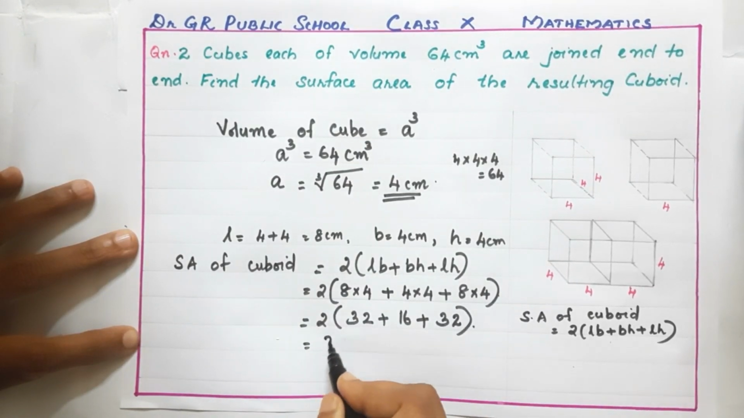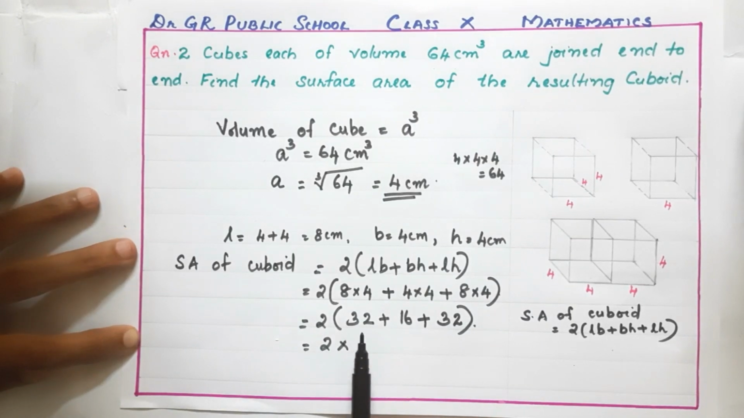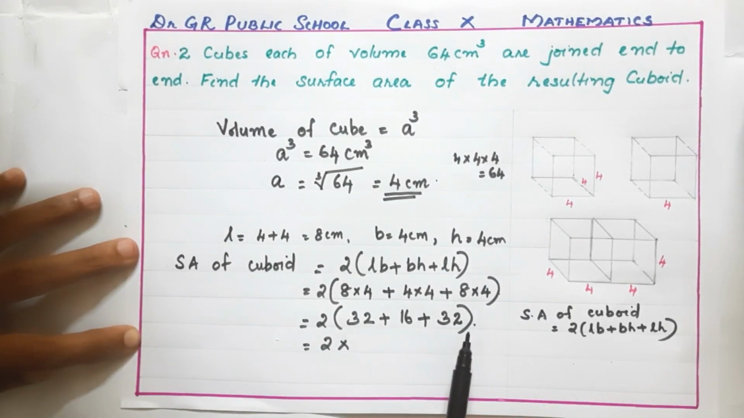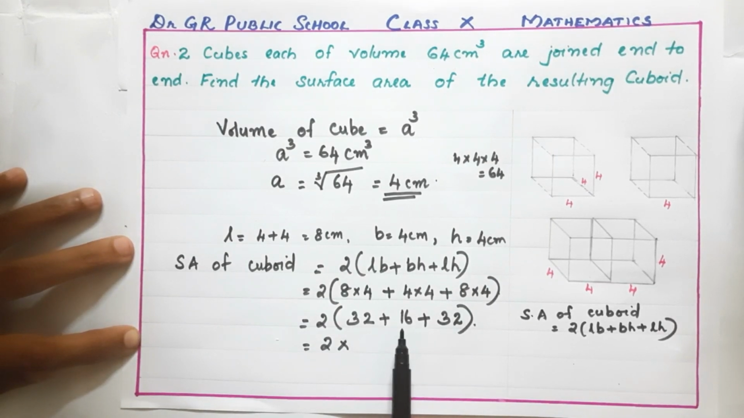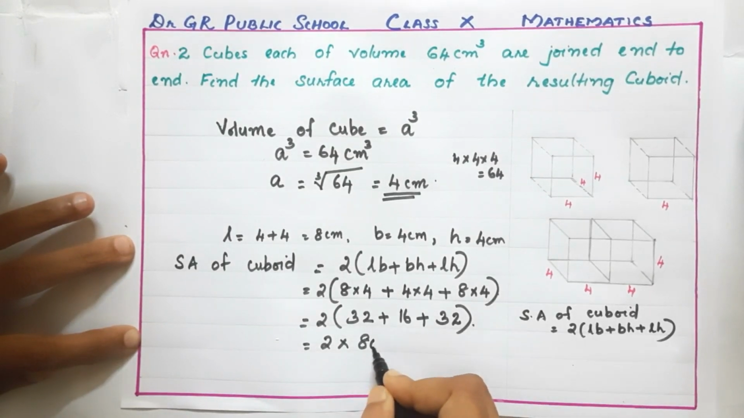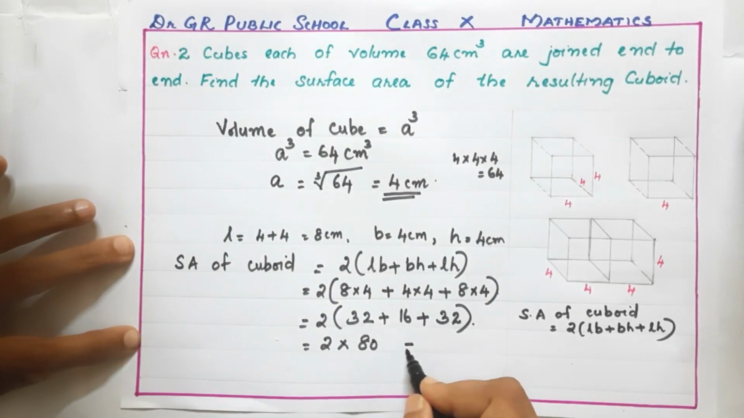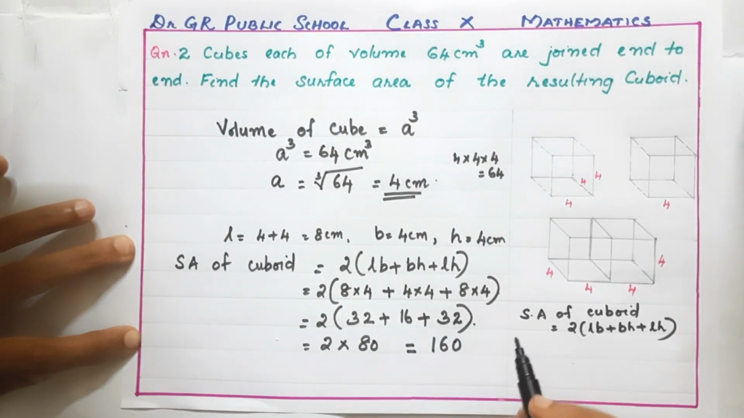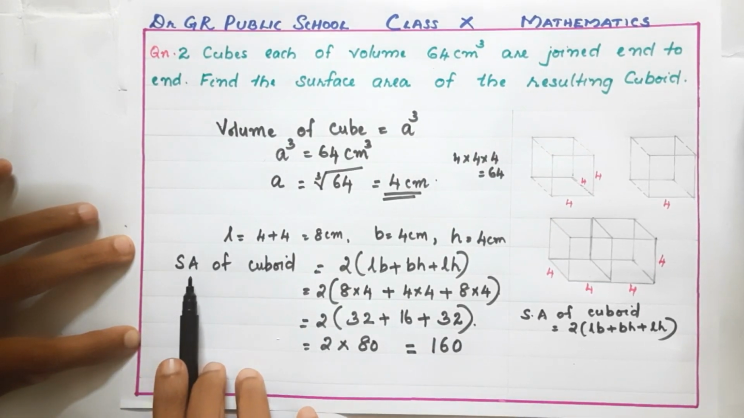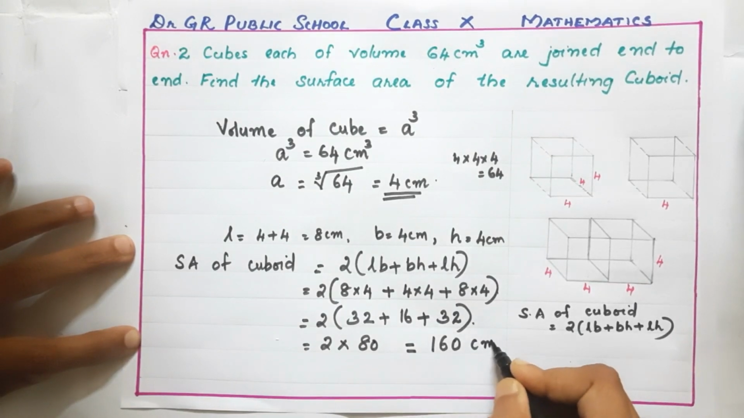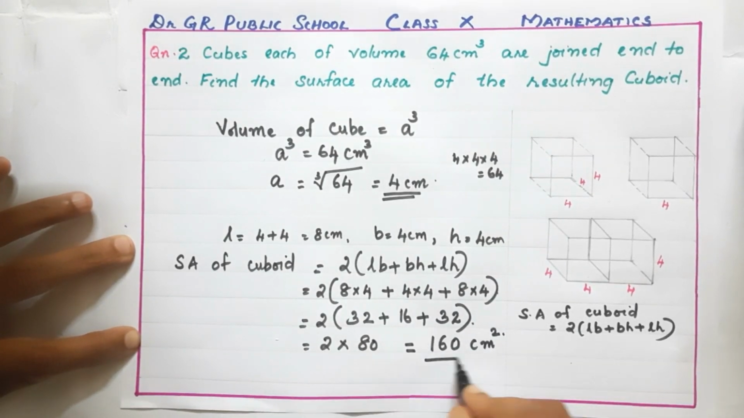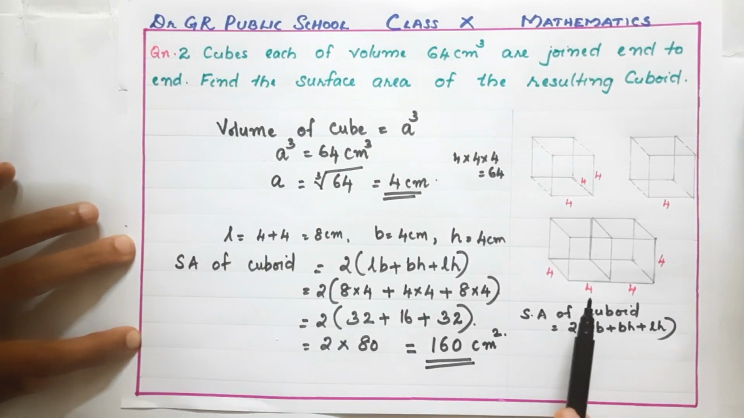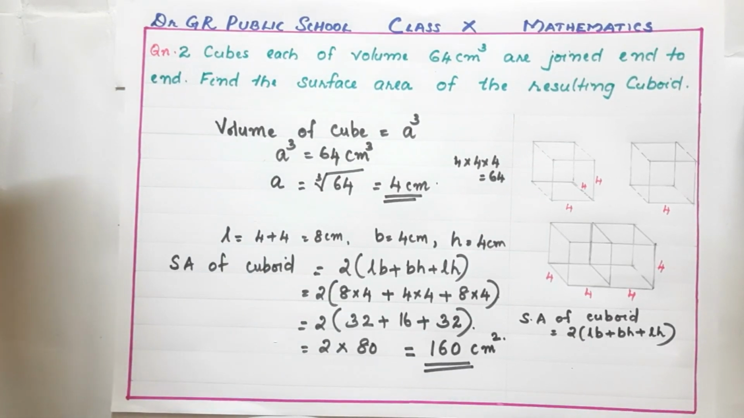Okay, it is 2 multiplied by, what is 32 plus 16 plus 32? 32 plus 32, 64. 64 plus 16, what is it? 80. Isn't it? So 2 into 80 is 160. And what is the unit? Unit of area? Centimeter square. So this is the answer. Resulting cuboid surface area is 160 centimeter square.